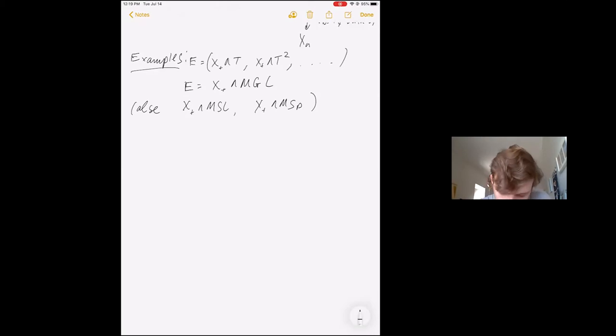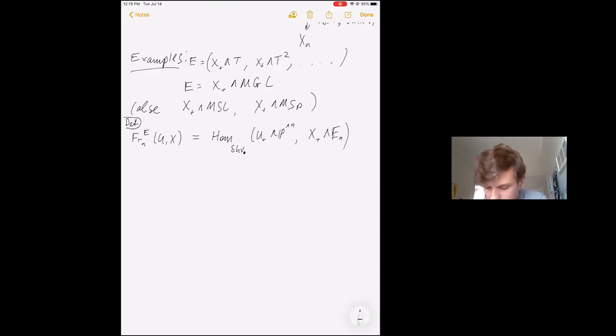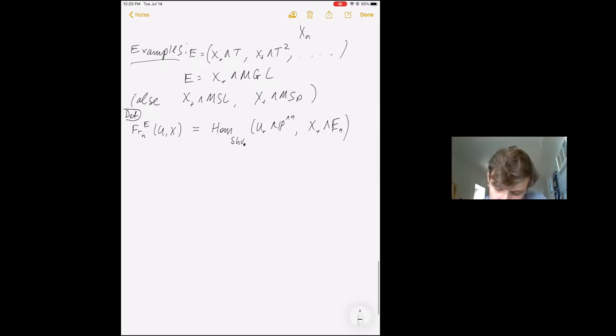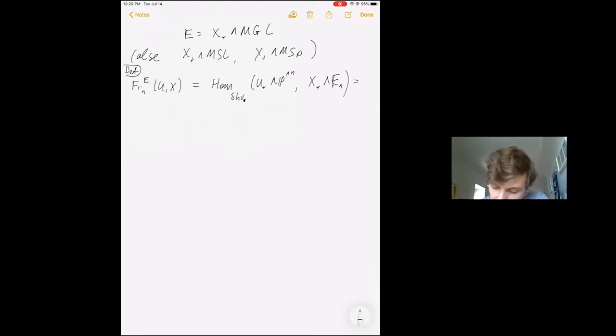If we have such a Thom spectrum, then we can introduce the E-framed correspondences from U to X as just the Hom set in the category of pointed Nisnevich sheaves from U plus smash P^n into X plus smash E_n. And by a lemma of Voevodsky, this set of homs in the pointed category of Nisnevich sheaves has the following geometric description. So all these homs can be described using the following geometric data.